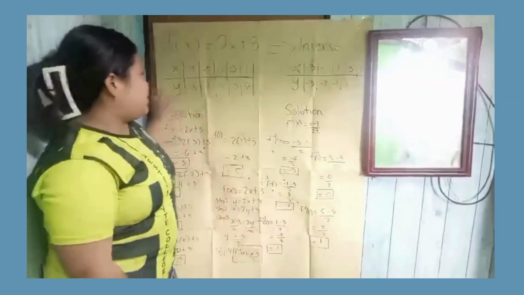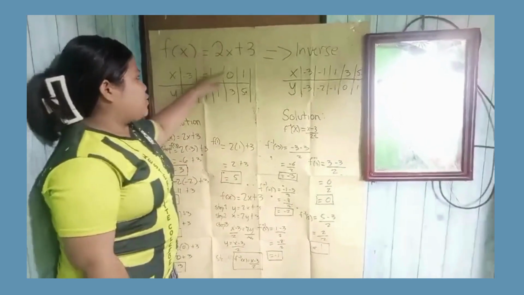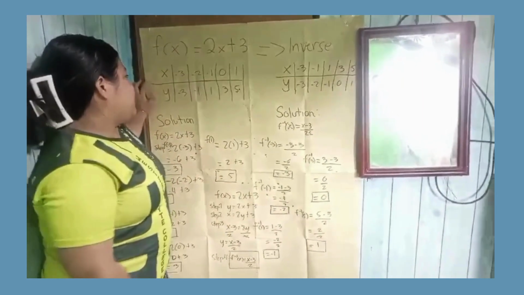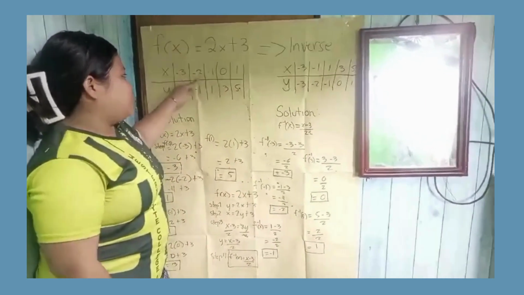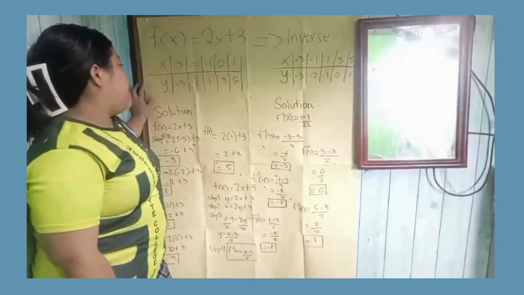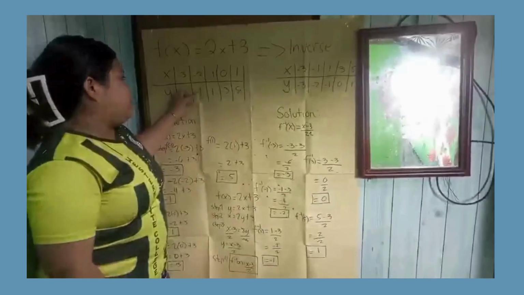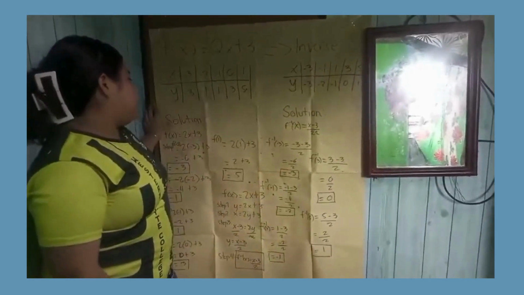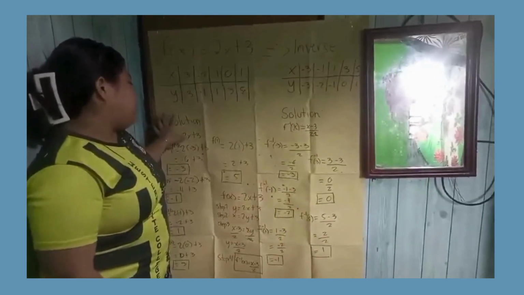Now we will get the range of f of x equals 2x plus 3. Our domain is negative 3, negative 2, negative 1, 0, and 1. Our range is negative 3, negative 1, 1, 3, 5. Solution: f of x is equal to 2x plus 3.